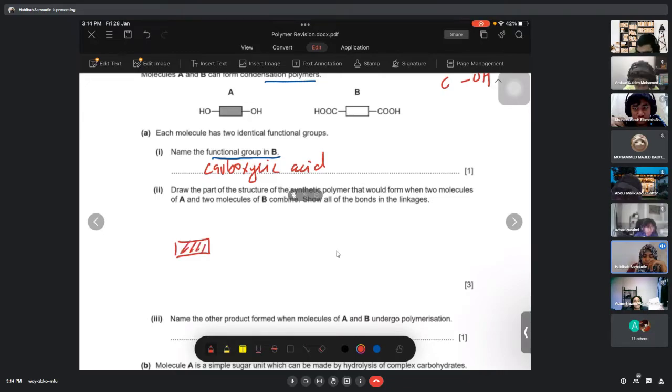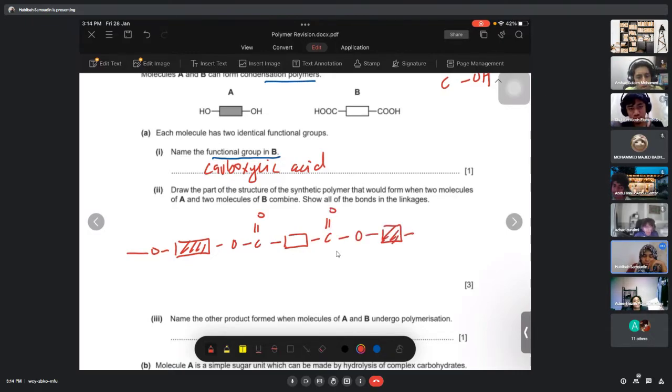We have the shaded part, and then I have O, C double bond O, and then I have here O, continuous bond, and then I should have C double bond O, and then the rest of the structure. You should have 2 blocks for each because the question said 2 molecules of A and 2 molecules of B.